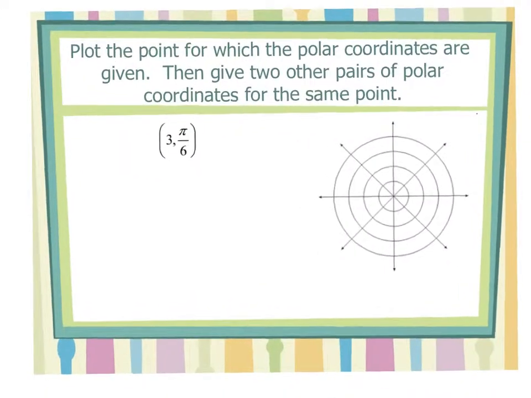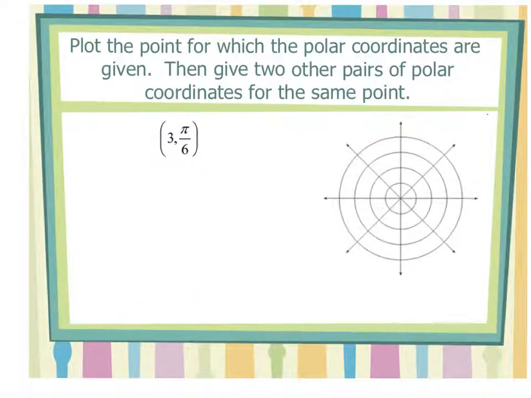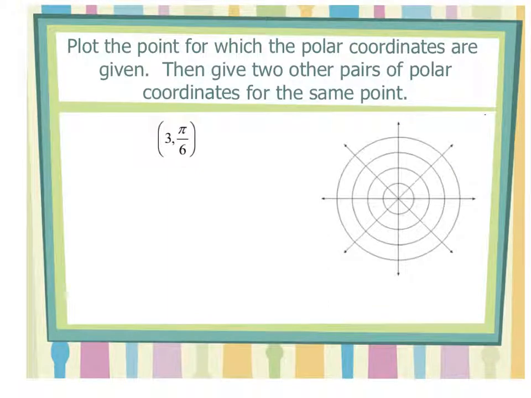Same thing going on here. All right. Pi over 6 is like 30 degrees, so we'd go, I'm just estimating here because I'm just sketching these points. And it'd be something like that. There would be the point 3 pi over 6.